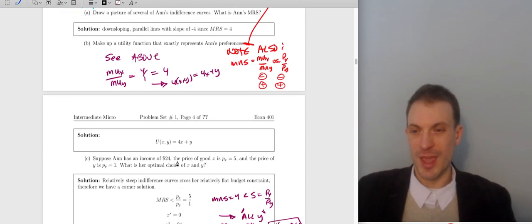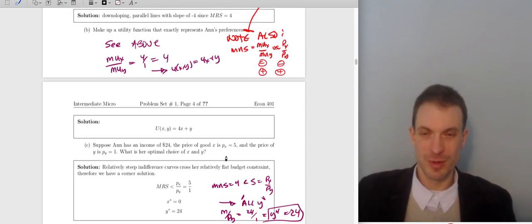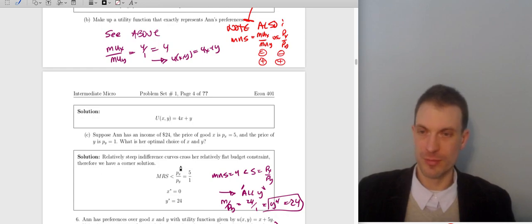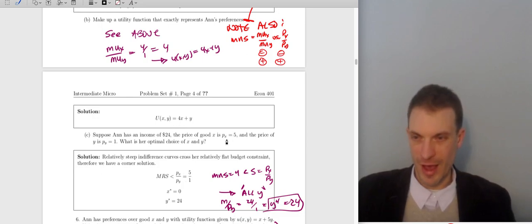All right, suppose Anne has 24 units of income available. Those aren't just units, those are dollars. The price of good X is 5, the price of good Y is 1. What's Anne's optimal choice of X and Y? Well, we'll compare the slope of the budget constraint to the slope of the indifference curves. The indifference curves have a slope of 4. Budget constraint has a slope of 5, PX divided by PY. Yep, so budget constraint has a slope of 5.